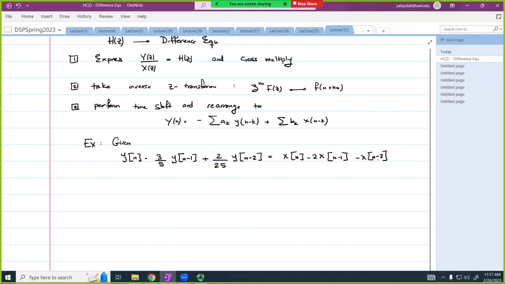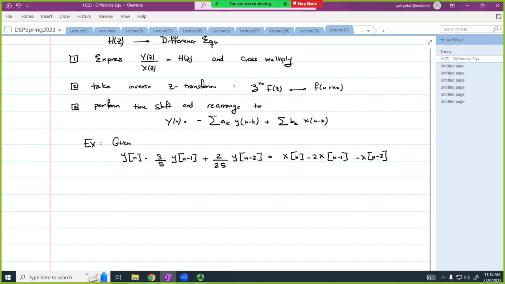I can go to MATLAB, put it in a loop. If I know the input, I can loop through all the values and calculate the output. Does that make sense? How else would I calculate the output of the filter? How would I implement this filter? With the difference equation. Does that make sense?